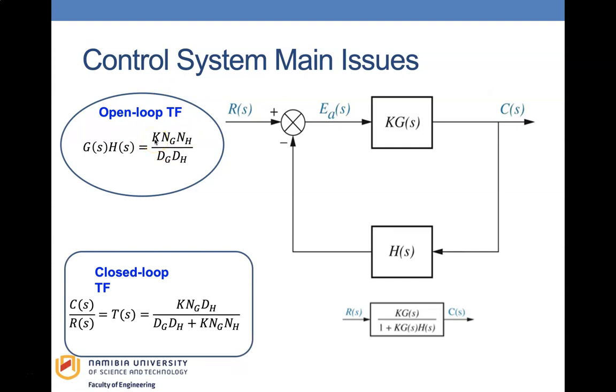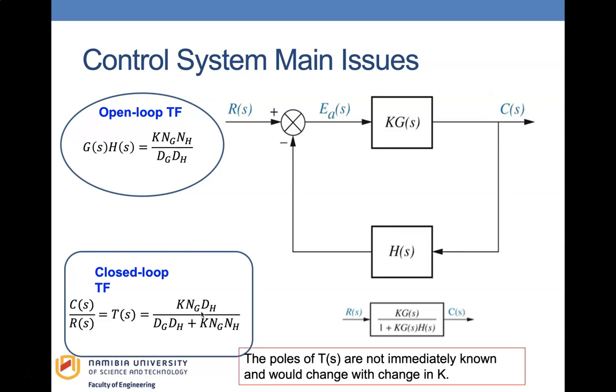On the other hand, the closed loop transfer function is given by T(s), which is equal to K N_G D_H over D_G D_H plus K N_G N_H. It is clear that we cannot determine the poles of T(s) unless we factor the denominator.